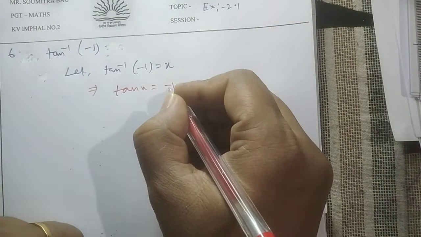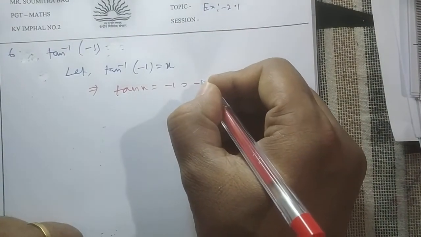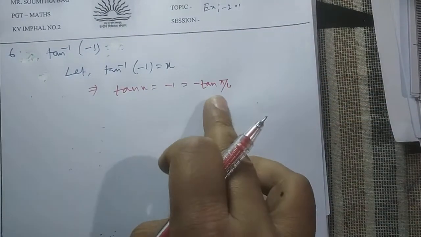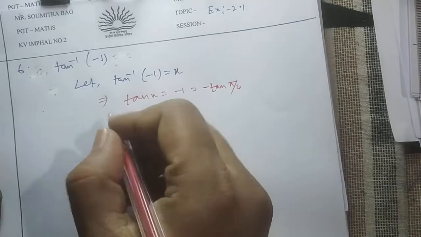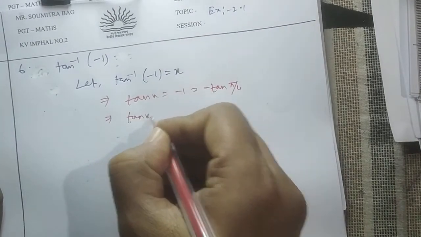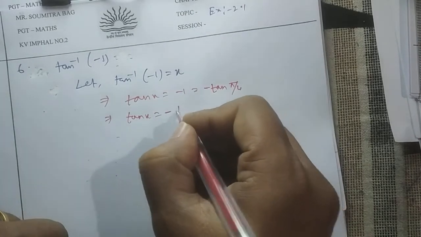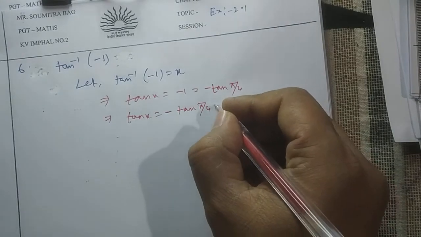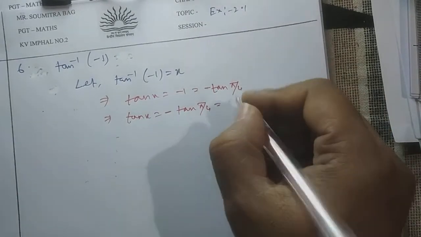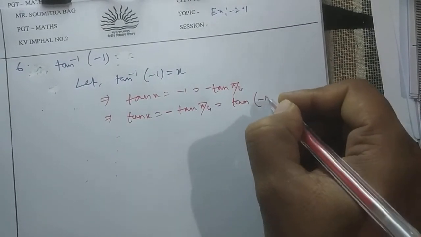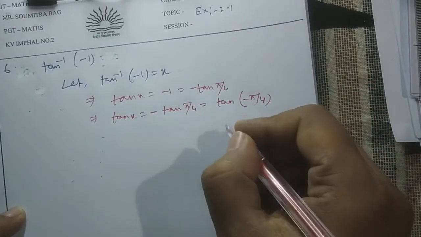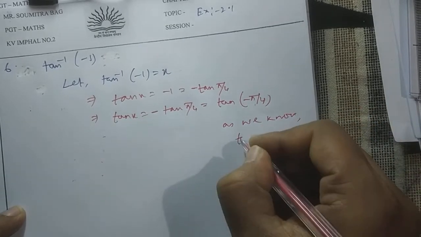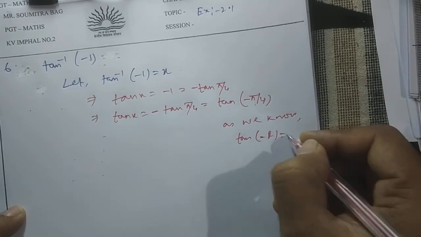Now write down minus as it is, and this 1 can be written as tan pi by 4 because tan pi by 4 is 1. So finally we have got tan x equal to minus tan pi by 4. Correct? This minus tan pi by 4 can be managed as tan of minus pi by 4 because we know tan of minus theta equal to minus tan theta. Correct?